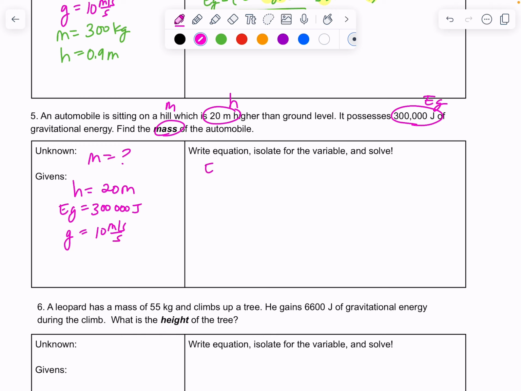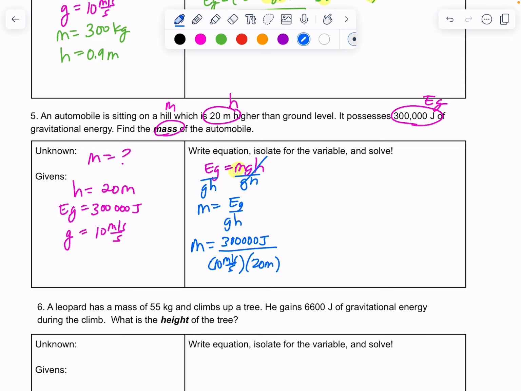Okay, so I'm going to write out the formula first, and then this time I'm solving for mass. This is a nice easy one because it doesn't have square roots and stuff, so I'm just going to divide by GH on both sides. Then my mass becomes EG over GH, because that'll get rid of it from the right and move it to the left. My EG is 300,000 joules, divided by 10 meters per second squared times the height, which is 20 meters.